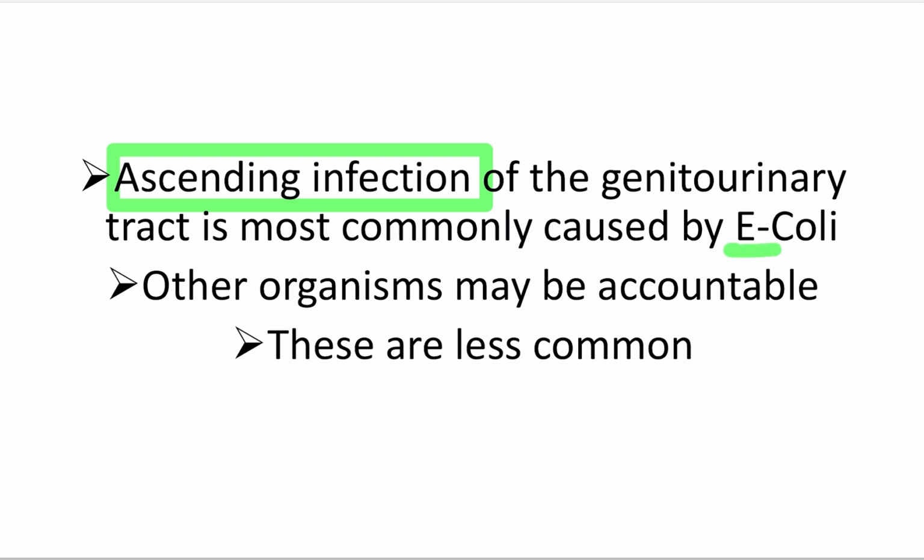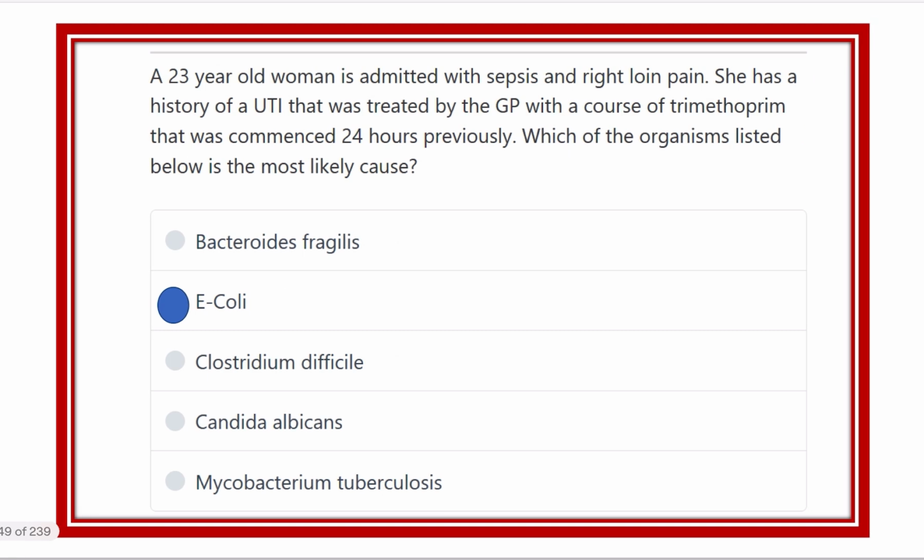And the ascending infection, this point is very important: ascending infection of the genitourinary tract is most commonly caused by E. coli. So in case of a female, the urinary tract infection is most commonly due to ascending infection from the genitourinary system, and this is E. coli. Other organisms may also be responsible, but E. coli is the most common.